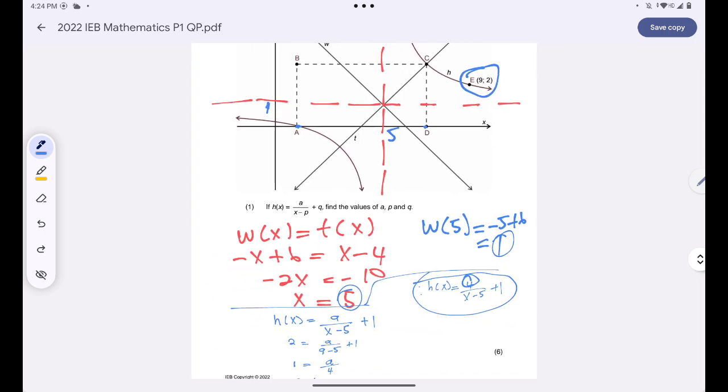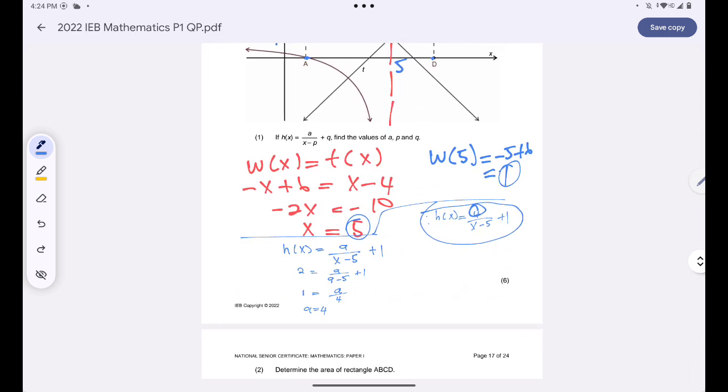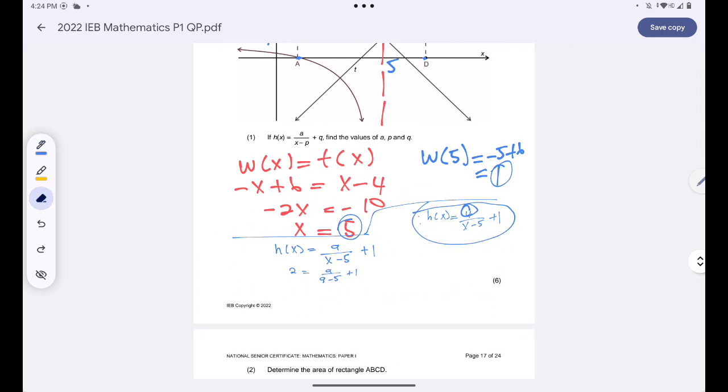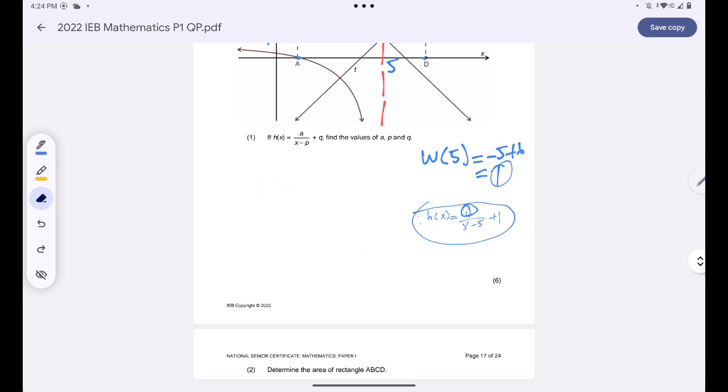Okay, let me erase here, guys, just to create some room for me to write.